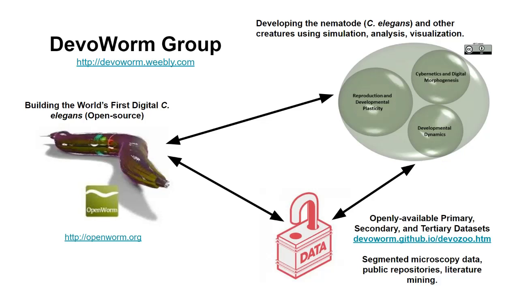We look at the nematode C. elegans and other model organisms using simulation analysis and visualization. And we deal a lot with secondary and tertiary data sets, which are data sets that have been processed and made available publicly. So there's all sorts of data. We focus on segmented microscopy data, public repositories, and literature mining, among other things.